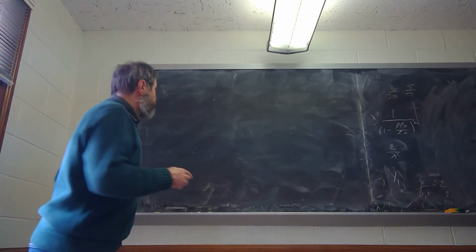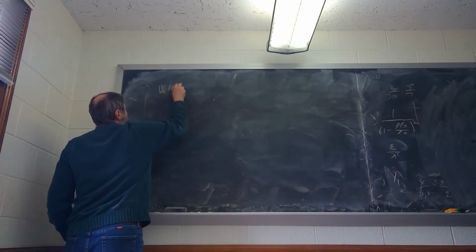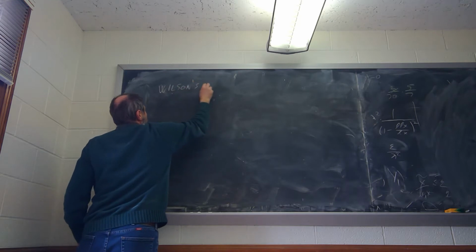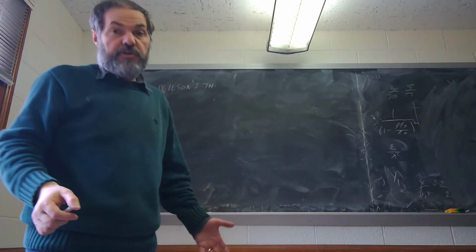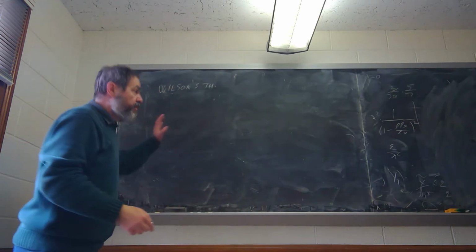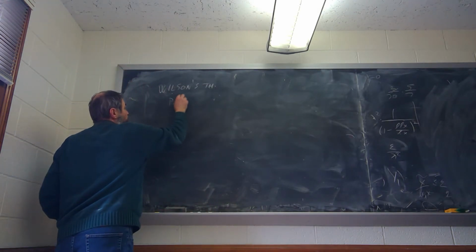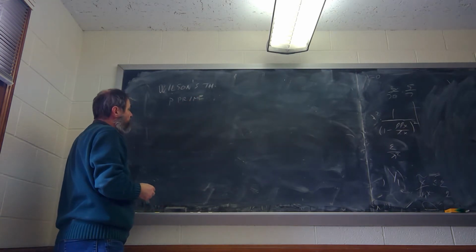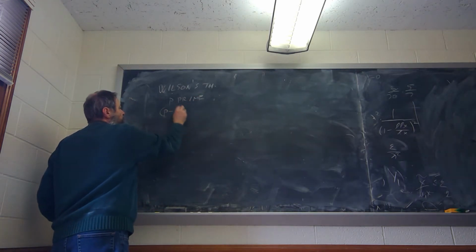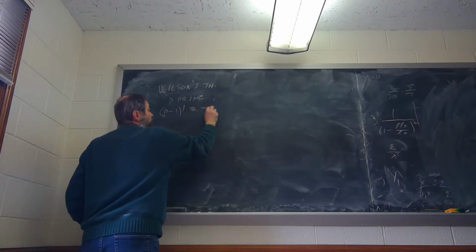So for Wilson, and I'm also talking to those who maybe missed several of our lectures, so they don't know Wilson's theorem. Wilson's theorem, P is the prime. I don't need to write the full statement. For any prime, P minus 1 factorial is congruent to minus 1 mod P.